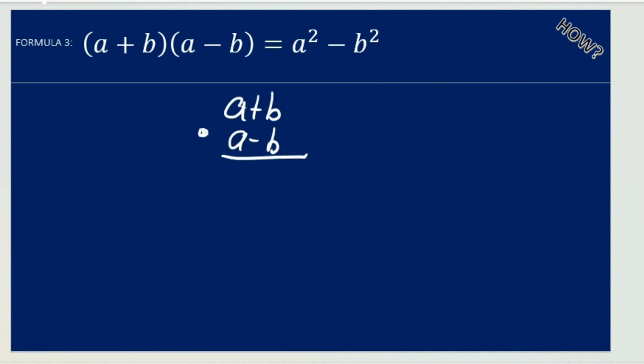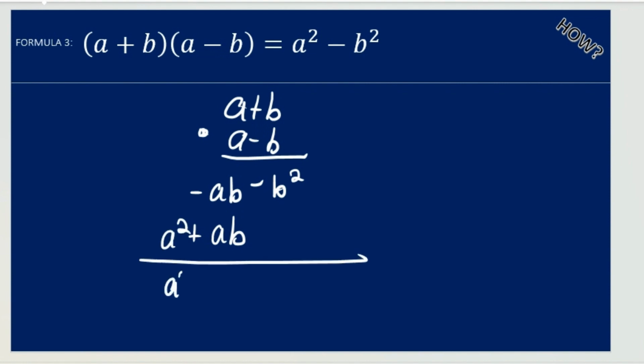So negative b times positive b is going to be negative b squared. Negative b times positive a is going to be negative ab. A times positive b is going to be positive ab. A times a is just going to be a squared. So we add, right? So we add a squared.